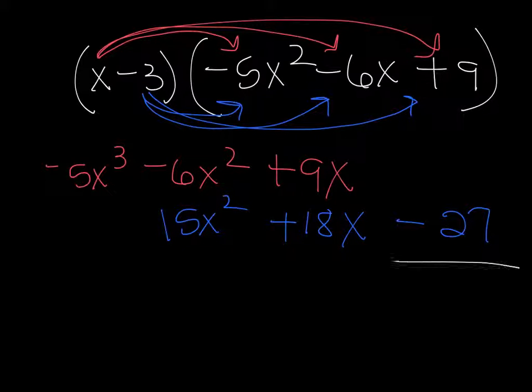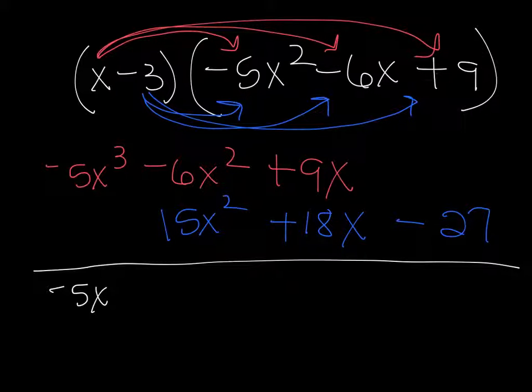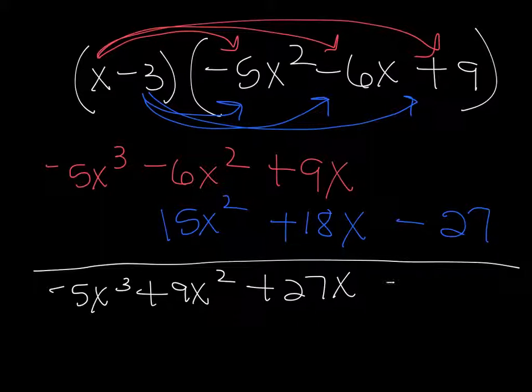Okay, I'm ready to total these up. Negative 5x cubed plus nothing is going to give me negative 5x cubed. Negative 6x squared plus 15x squared gives me a positive 9x squared. 9x plus 18x gives me 27x. And then I bring down my negative 27. And there's my final answer.